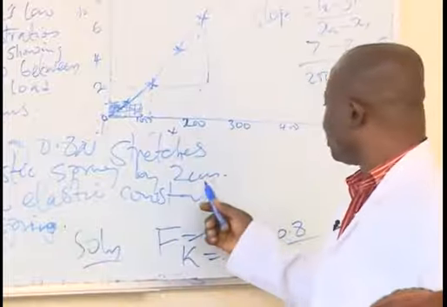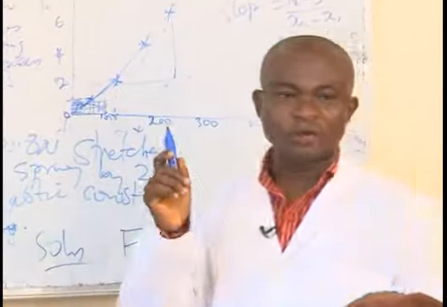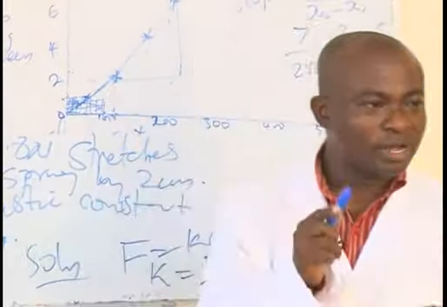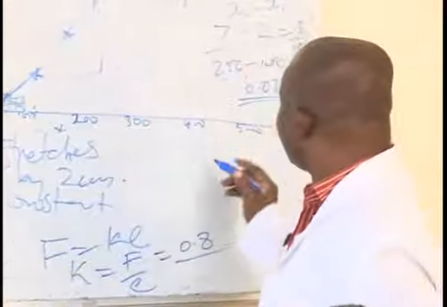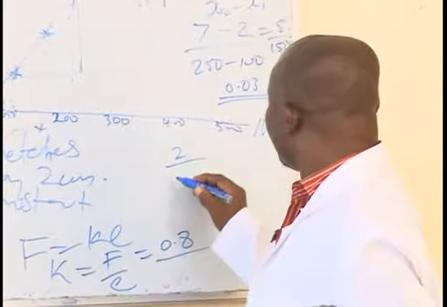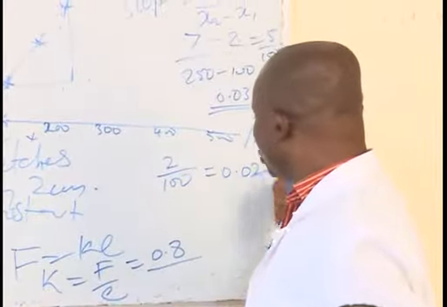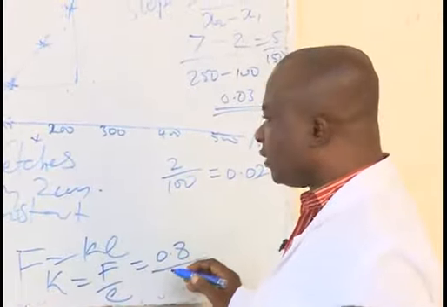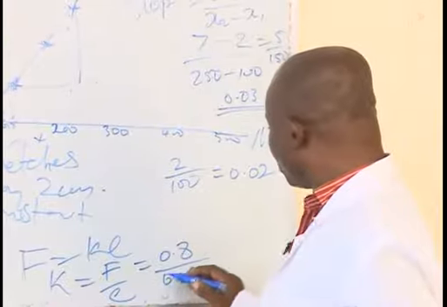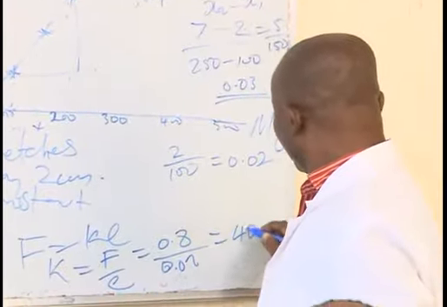Here, extension is in centimeter. But what is the unit of extension? Meter. So you have to convert this centimeter to meter. That is 2 divided by 100, which will give us 0.02. So 0.8 divided by 0.02. What do you have? 40.